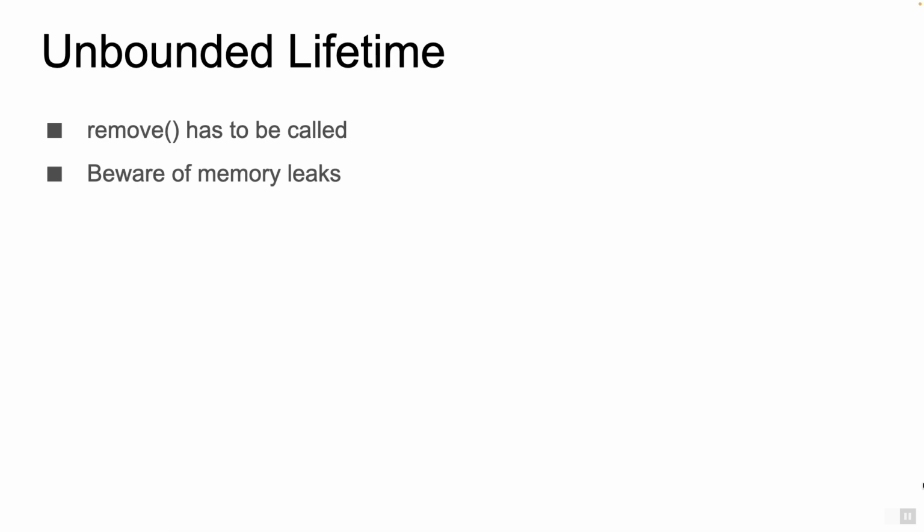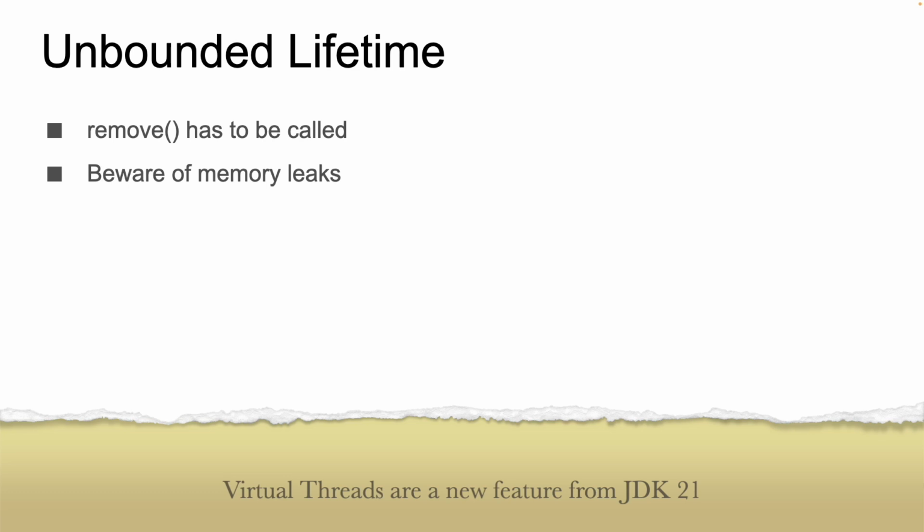The second problem with thread locals is the unbounded lifetime of the thread local variable. Thread locals remain in the thread local map until the thread dies or until it is removed explicitly using the remove method. We have seen this before. So if the developer sets the thread local variable but forgets to remove it, then we have a potential memory leak in our hands. This is not a problem with virtual threads as much, because virtual threads are supposed to be used and discarded. They are never pooled.